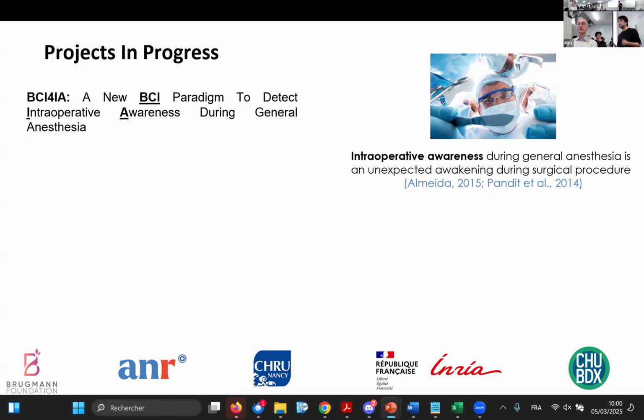So we propose to use BCI based on median nerve stimulation to try to detect motor cortex activation, because the testimonies from patients who suffered intraoperative awareness were: I tried to move to warn the medical staff, but it was not possible due to the paralysis during the surgical procedure. So it's a possible application.